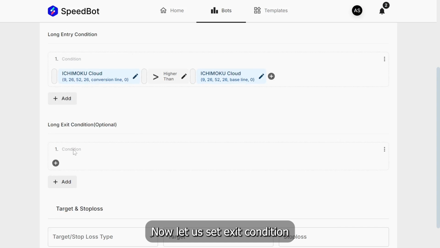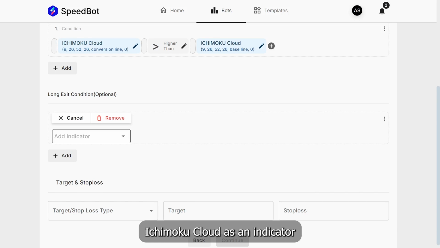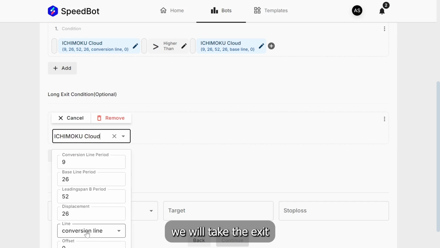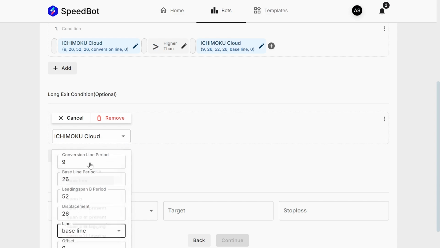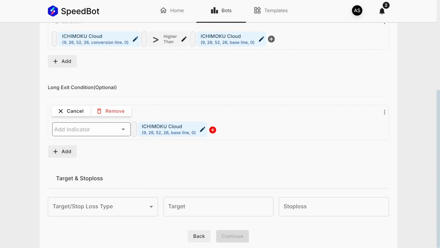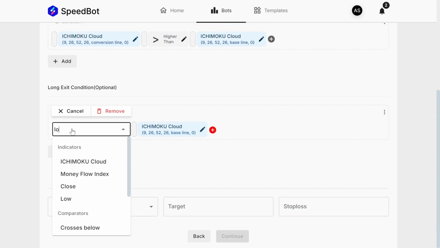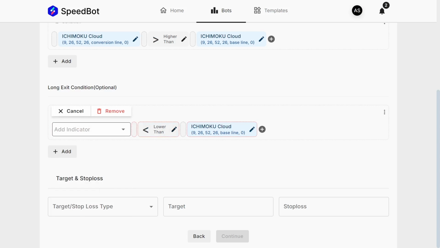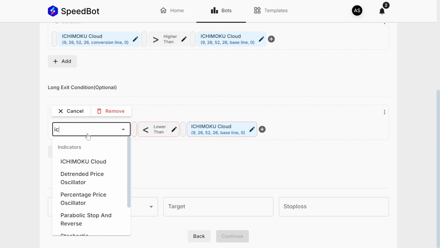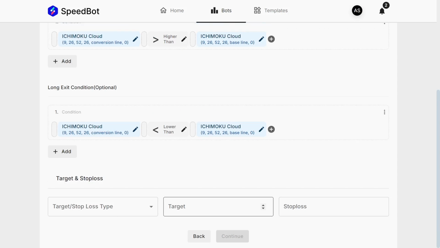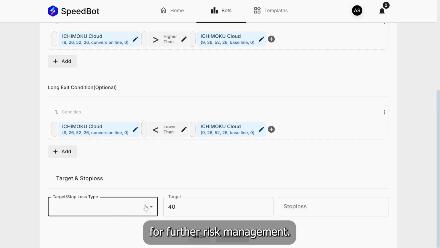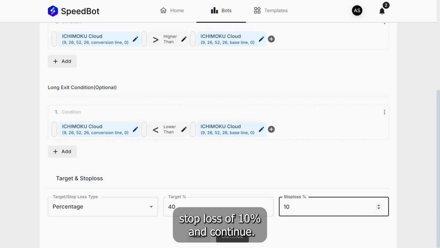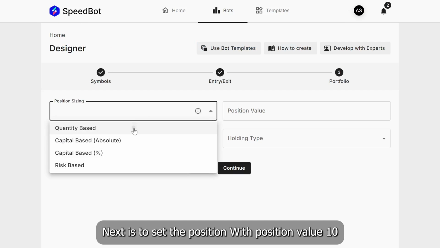Now let us set exit condition. Ichimoku Cloud as an indicator. And when conversion line goes below baseline, we will take the exit. For further risk management, we will add target of 40% and stop loss of 10%. And continue.